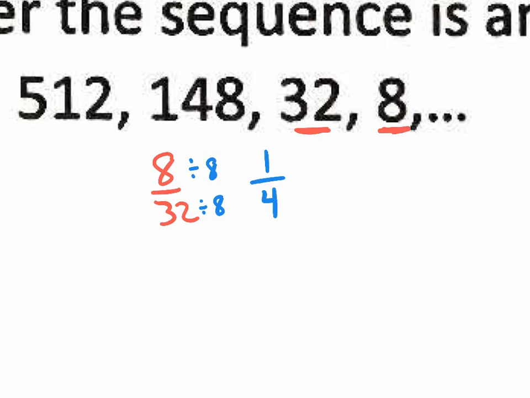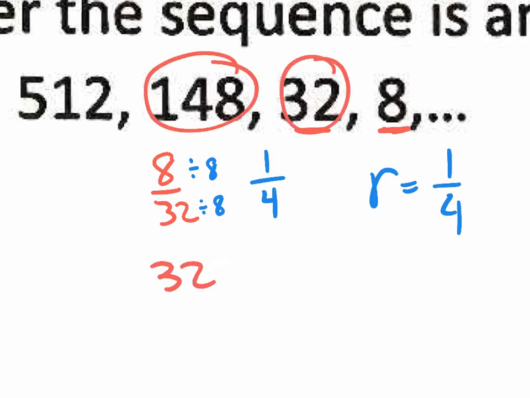So far, I believe that my common ratio is 1/4. Now, if that ratio exists with all of my numbers, then it is geometric, right? Now, if I try 32, this one divided by this one, 32 over 148, we could reduce 32 by 4. So if we reduce by 4, we get 8 on top, and on the bottom, we'll get 37.